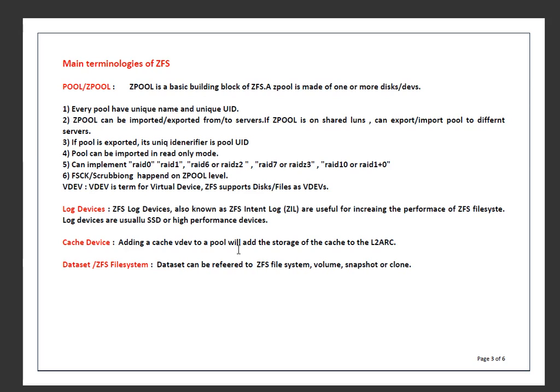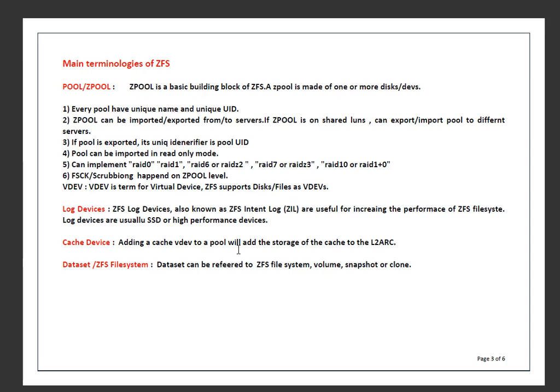You can implement RAID 0, RAID 1, RAID 6, RAID Z2, RAID 7, RAID 10, up to you. FSCK or scrubbing, they are similar terms, happens on Z pool level. So if some file system corruption happens, you can repair it at Z pool level. No need to run FSCK on individual file system.